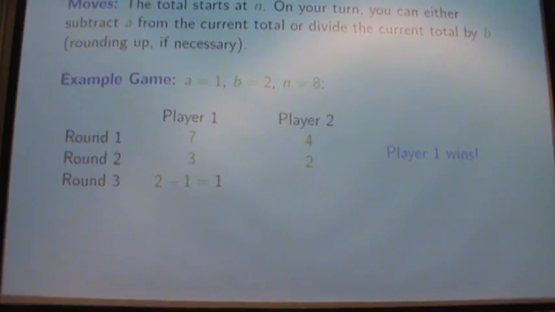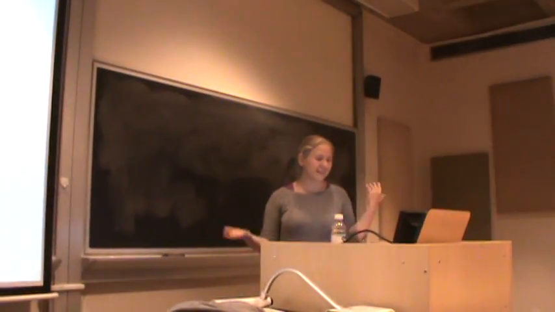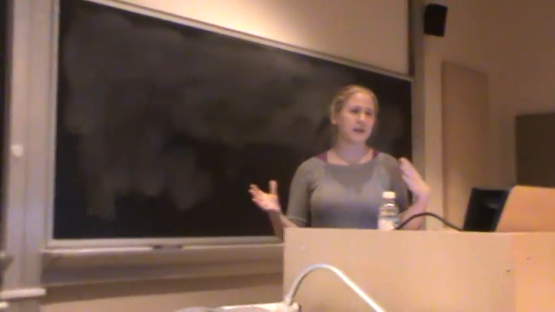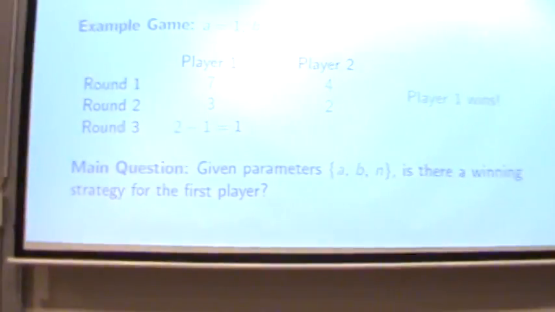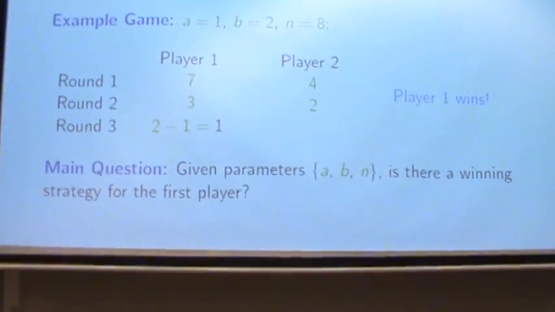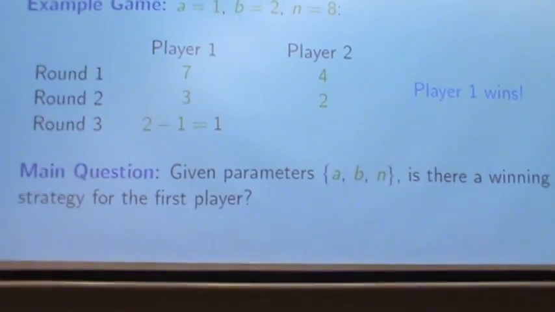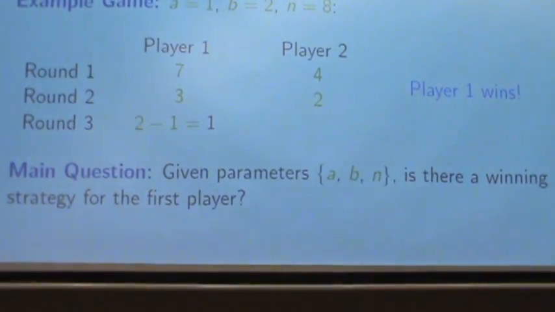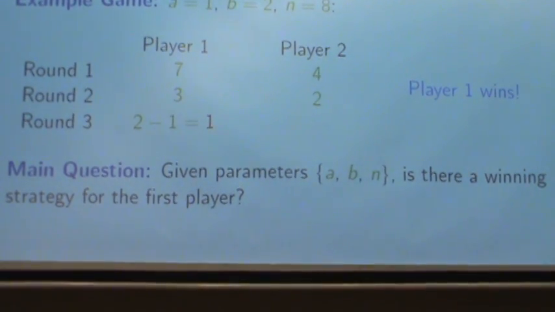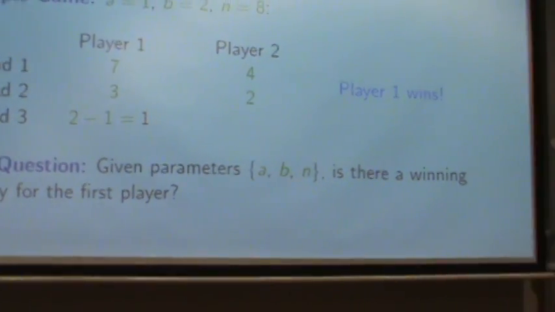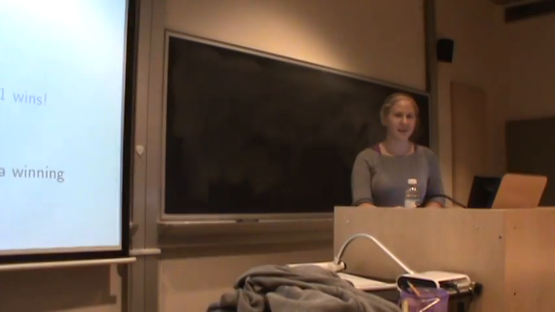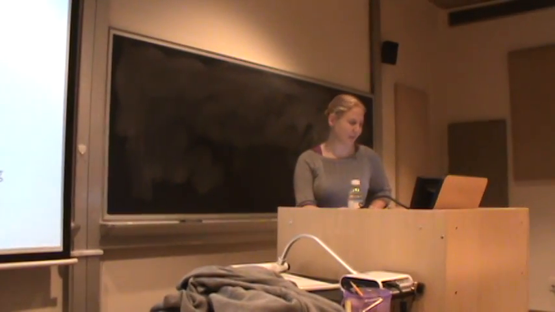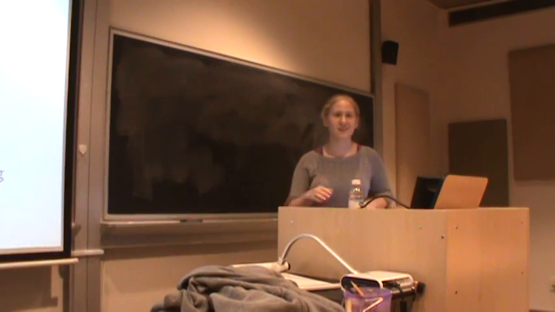And so we can ask ourselves some questions. Did player 1 have to win? Could player 2 have done something else? And really, the main question that we're interested in is, if we have these 3 parameters describing some game, is there a winning strategy for the first player? No matter what the second player does, can the first player always win? And if there isn't a winning strategy for the first player, then there has to be one for the second player. So this is the game that we're going to be talking about throughout the whole talk. This is what I think of as the general subtraction-division game.